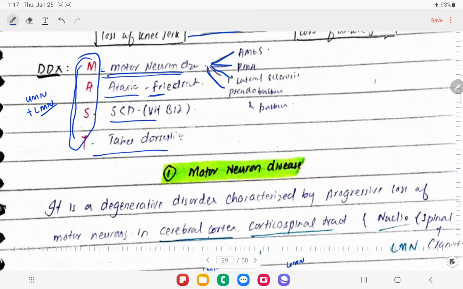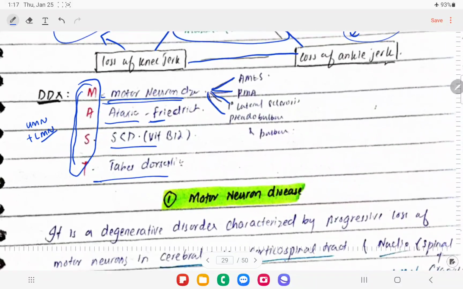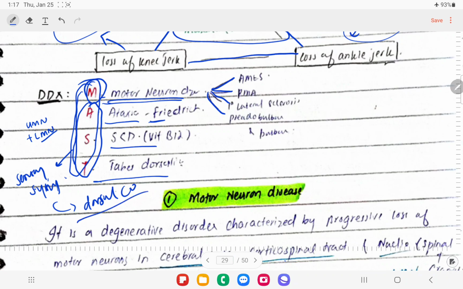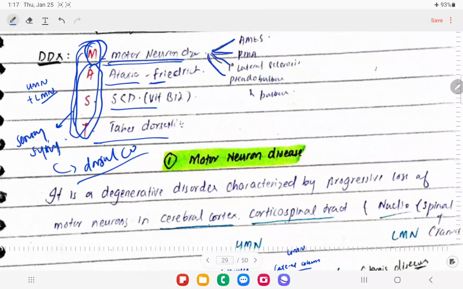So let's talk about motor neuron disease first, and its subtypes. Let me add one thing here: in motor neuron disease, this is a pure motor type of feature, and the rest of these will also have sensory symptoms as well. And we can see the sensory pathway that is mostly involved is called the dorsal column, right? Dorsal column will be involved in these patients, right? So let's discuss motor neuron disease. I'm going to discuss this motor neuron disease in the next video, right? That's all for today.